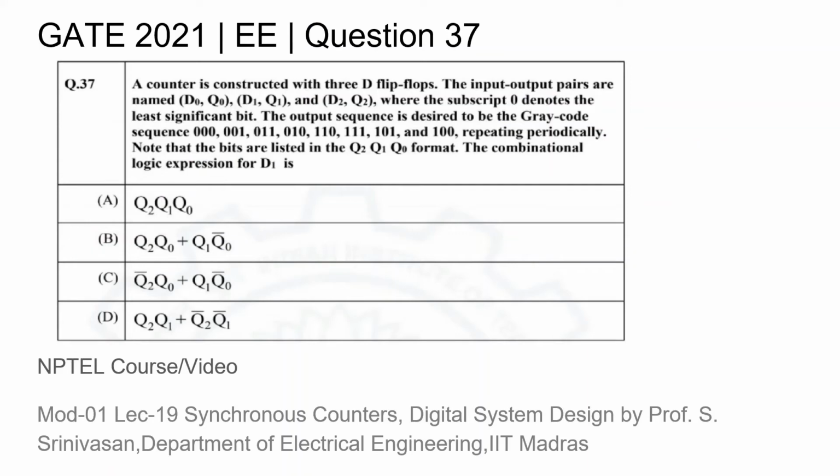This question, which is question 37 from the GATE 2021 AA paper, gives us a counter that is supposed to count through the following 3-bit gray code sequence, and we are asked to find the logic expression for the D1 input for this counter design. Underneath the question, you will find the title of the NPTEL course or video relevant to this topic.